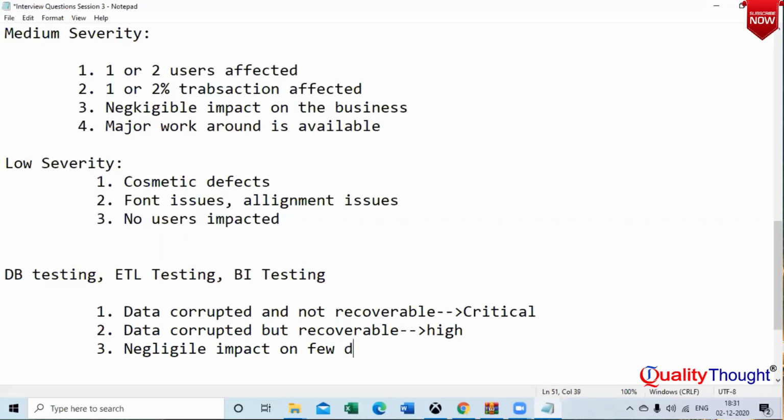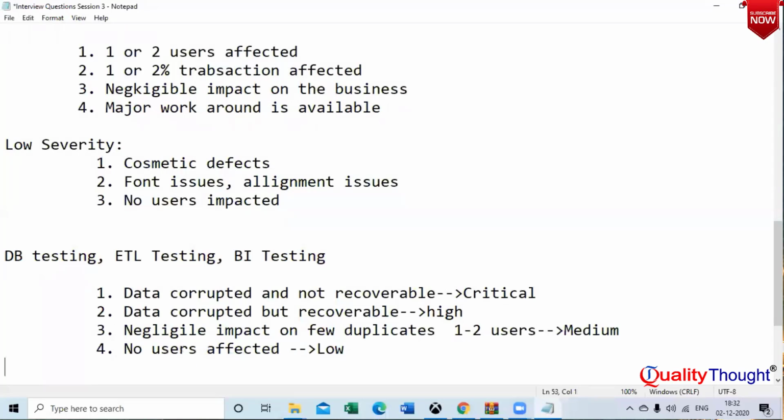Few duplicates for 1-2 users. This is called medium severity. Negligible impact, few duplicates for 1-2 users, is medium severity. So no users affected is low severity.